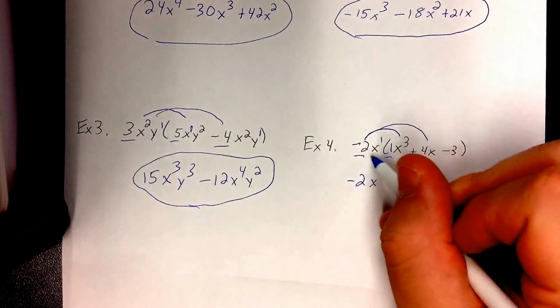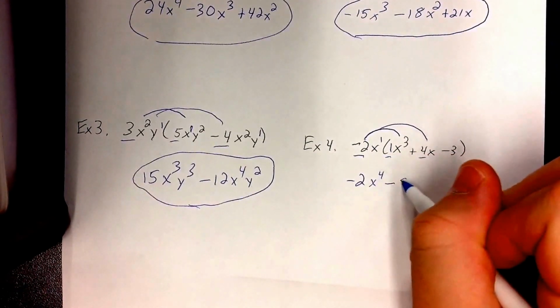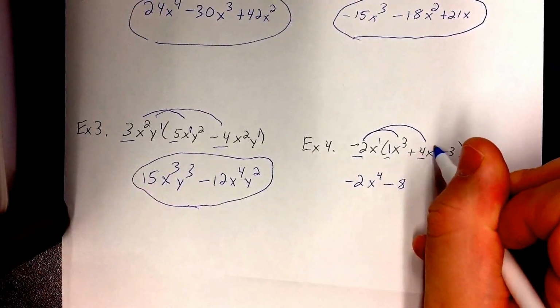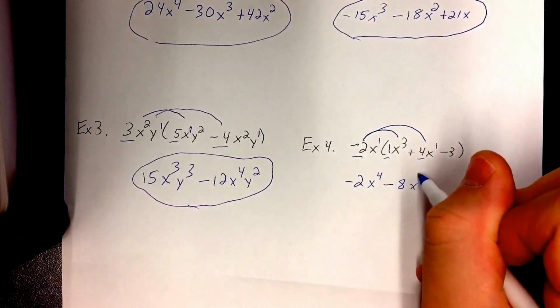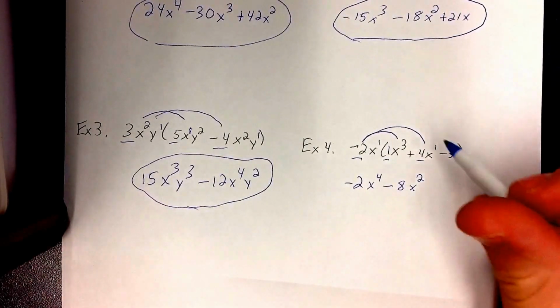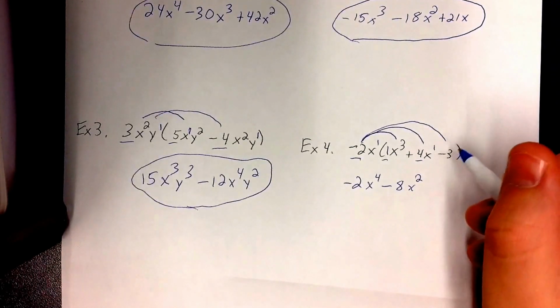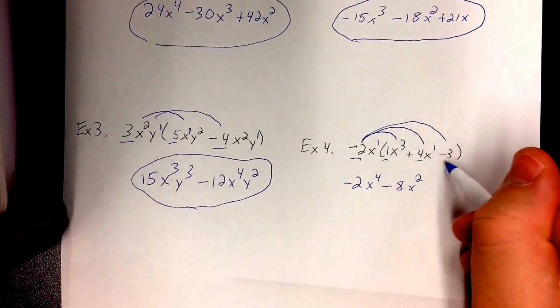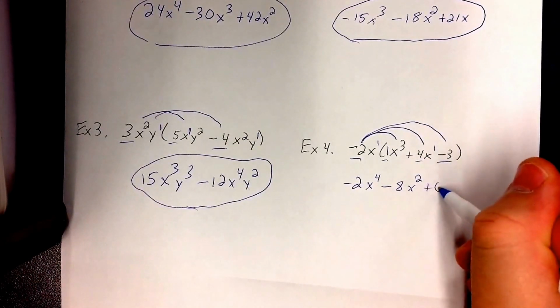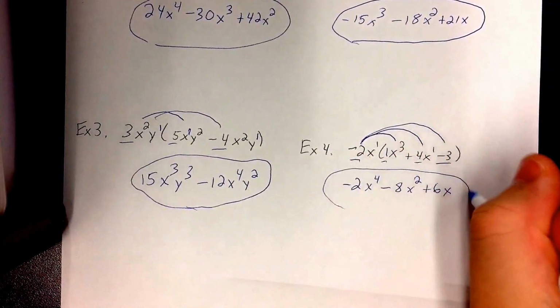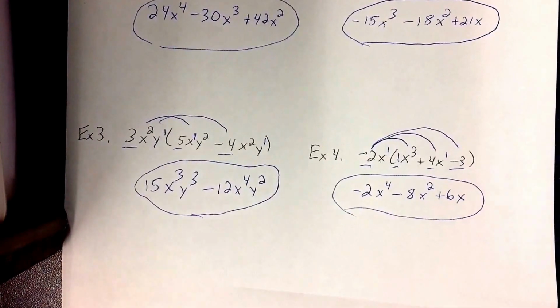Negative 2x times 4x. Negative 2 times 4 is negative 8. This is x to the first. This is also x to the first. So 1 plus 1, it gives me x squared. Negative 2x times negative 3. Negative 2 times negative 3 is positive 6. Then we have this x left over. So negative 2x to the fourth minus 8x squared plus 6x.